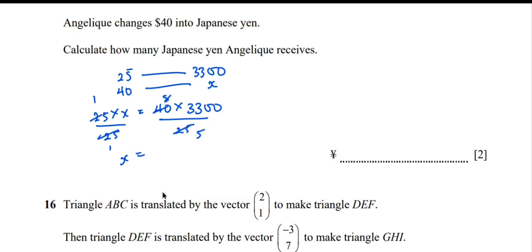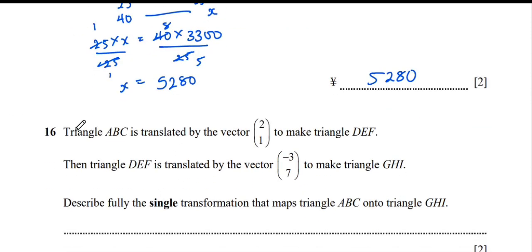So you can say 8 times 3,300, divided by 5. You are going to have 5,280. So you write your answer here, 5,280. Remember, this paper is a paper that allows the use of a calculator, so please make use of a calculator wherever you need to.